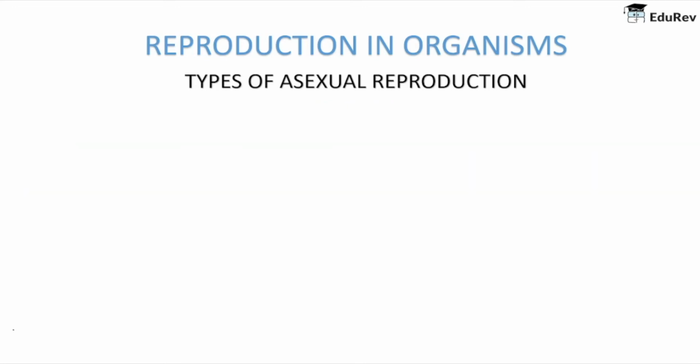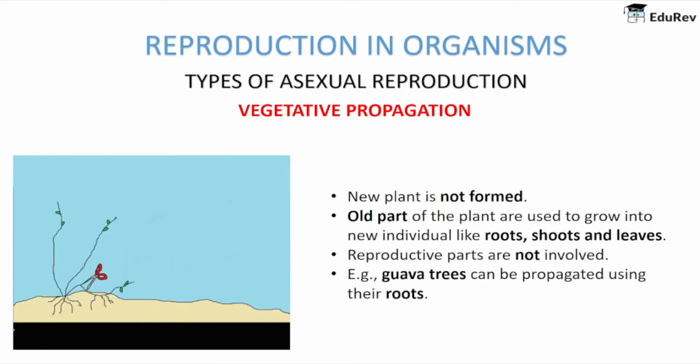Next very important type of asexual reproduction is vegetative propagation. In the process of vegetative propagation, the new plant is not formed. Yes, instead, the old part of the plant is used to grow into a new individual, and that part can be roots, shoots, or leaves. And unlike what we have seen in the previous types of asexual reproduction, where the division was forming a whole new individual, here the old part of the plant is used to form a new individual. But an important point to remember here is that the reproductive parts are not involved in this case.